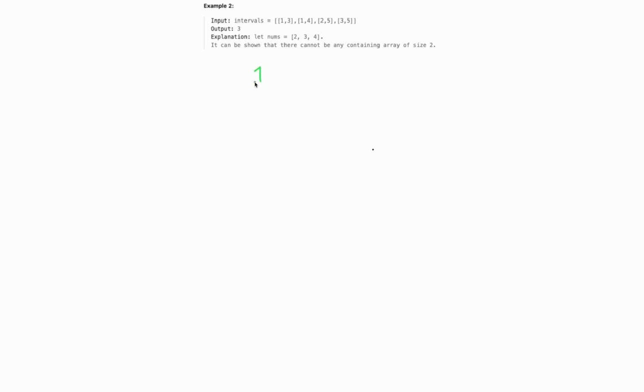For example, here we have the interval 1 3, right? So it means that it is 1 2 3, and each interval includes all of the numbers from the start to the end, and all of them are integers. So that is the first interval. The second interval is 1 2 3 4, right? Here they give us the start and the end of the interval. So here we have 2 3 4 and 5. Here we have 3 4 and 5 again.